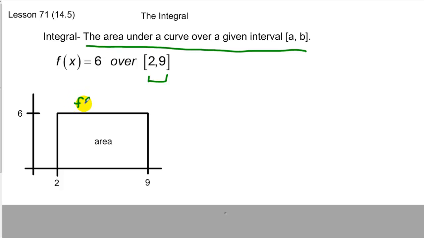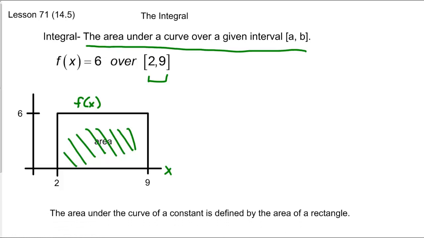Here's the curve f of x. It's just a horizontal line from 2 to 9, and I'm trying to find the area under that curve bounded by the x-axis. So if I'm going to find that, basically all I'm doing is finding the area of a rectangle. So for a constant, the area under a curve of a constant is just going to be defined by the area of the rectangle. And in this case, I can find the length, which is 7, from here to here, over the height, which is 6. So in this case, 42 is equal to the area under the curve.